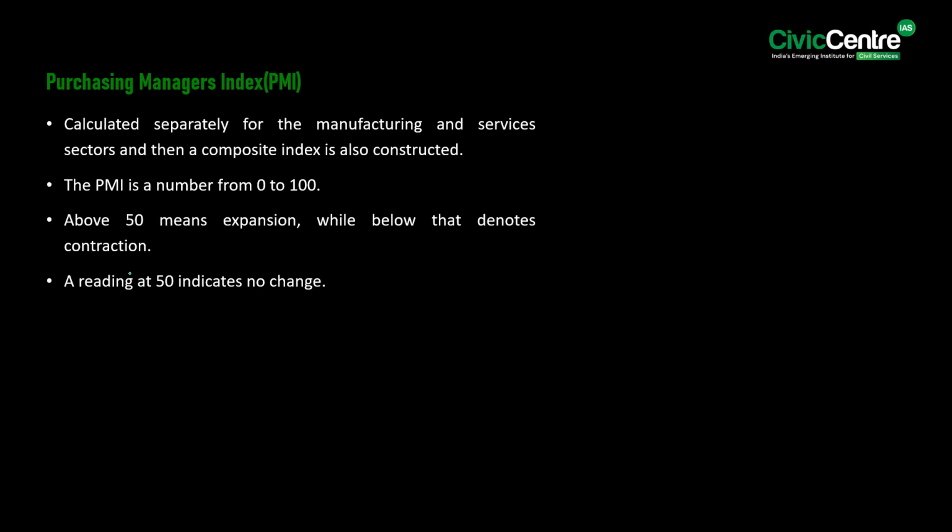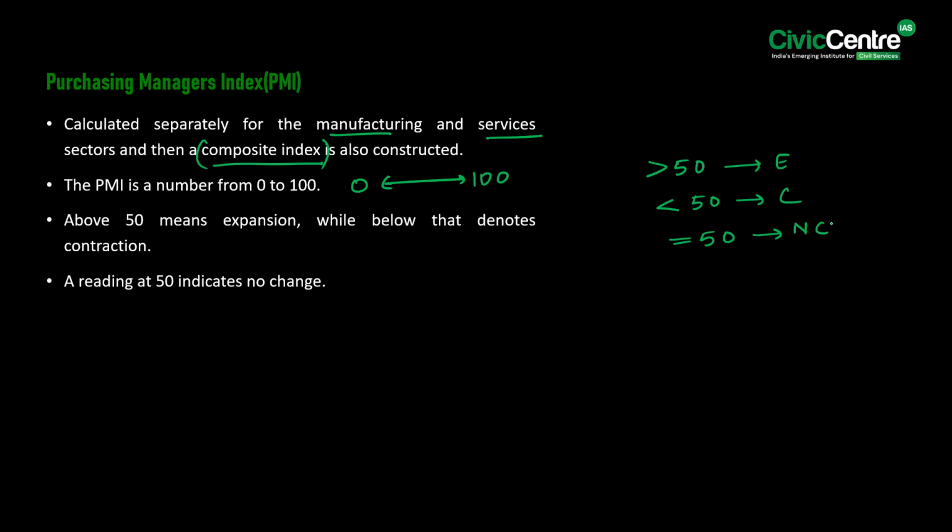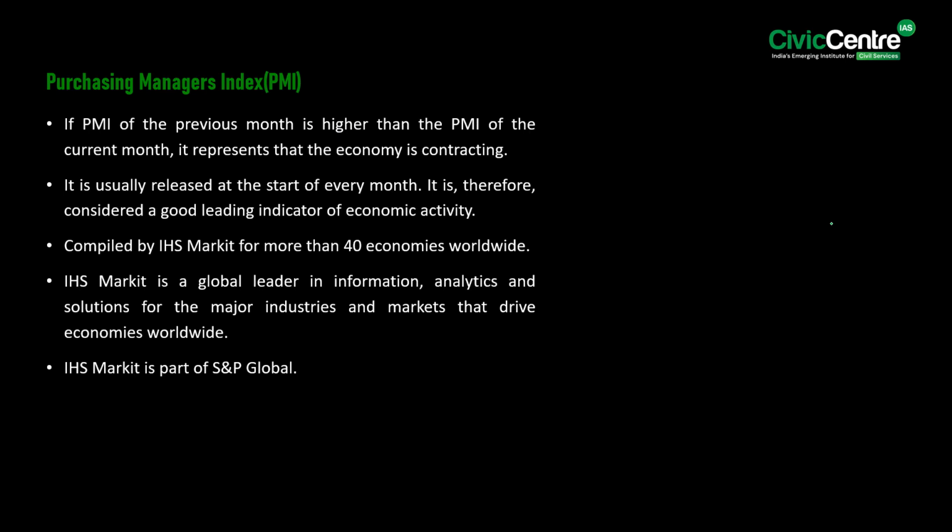Furthermore, it is calculated separately for the manufacturing and services sectors, and then a composite index is also constructed. Hence, the PMI is a number from 0 to 100. So a print above 50 means expansion, while a score below denotes contraction. But notably, a reading of 50 indicates no change. Further, if the PMI of the previous month is higher than the PMI of the current month, it represents that the economy is contracting. Know that it is usually released at the start of every month. It is therefore considered a good leading indicator of economic activity.